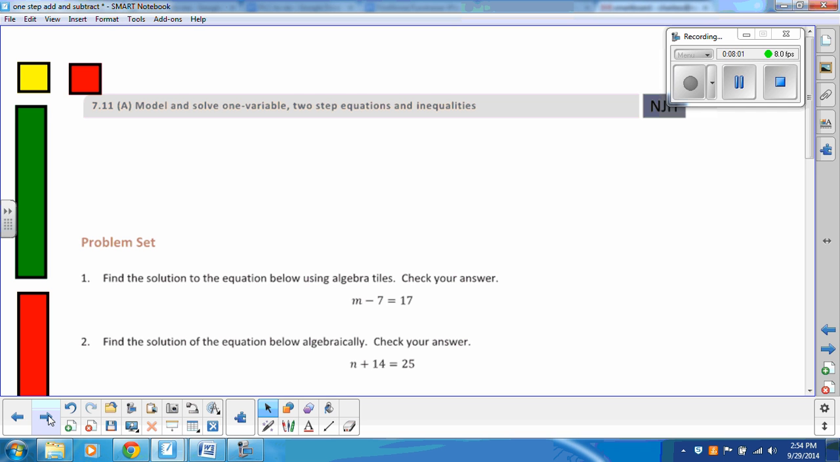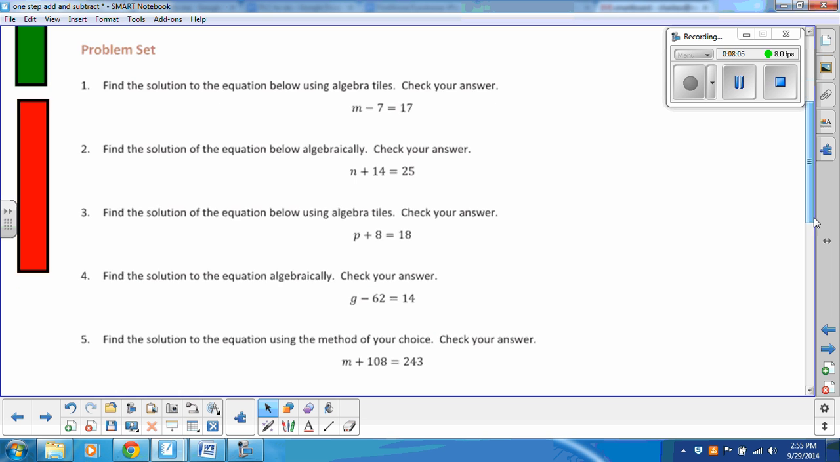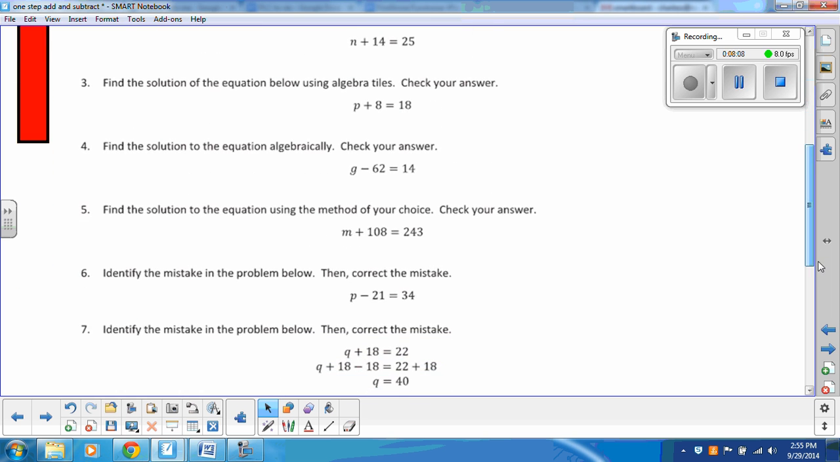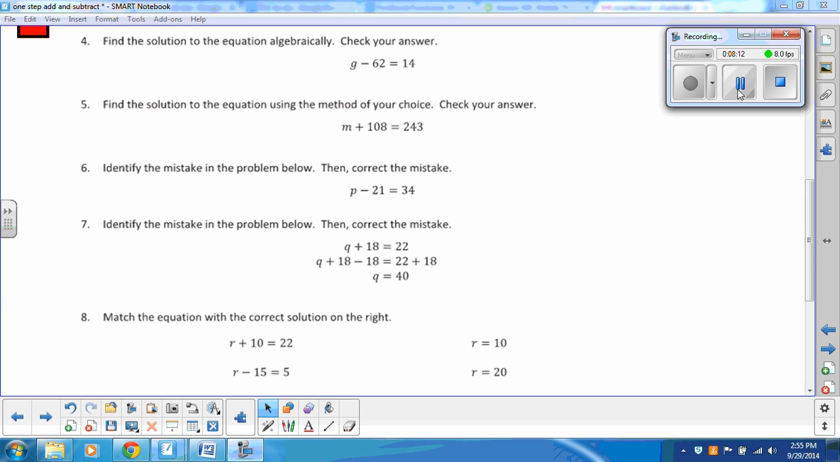Why don't you pause the video and work these out on your own? And then, whoa, that's a lot. All right, so why don't you go ahead and pause the video and work these out on your own and come back in when you get finished and check your solutions.